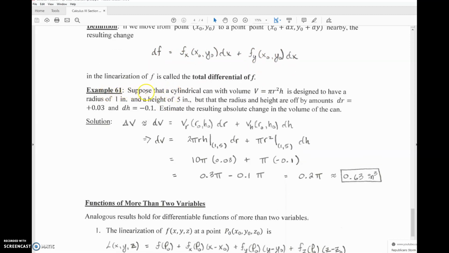So for example 61, suppose that a cylindrical can with volume V equals pi r squared h is designed to have a radius of 1 inch and a height of 5 inches, but that the radius and height are off by amounts dr, which is plus 0.03 inches, and dh, which is minus 0.1 inches. So they made the radius a little too big and the height a little too short. Estimate the resulting absolute change in the volume of the can.